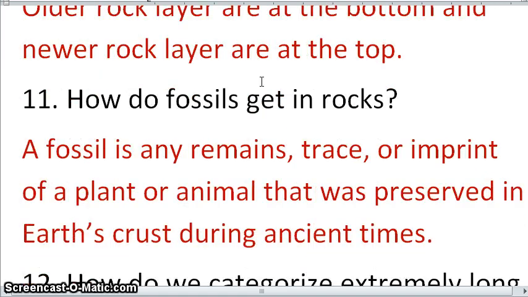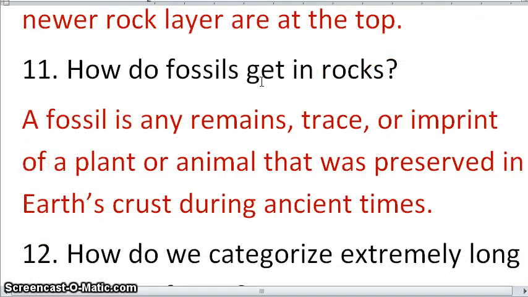Question 11. How do fossils get into rocks? A fossil is any remains or trace that imprints themselves, a plant or animal, that's preserved in the Earth's crust during the ancient times. So anything that's going to leave a mark in a rock that we can look at millions of years later, or hundreds of thousands of years, whatever the case may be, but they're going to basically imprint themselves into that rock, or that object's going to get pressed into that rock.